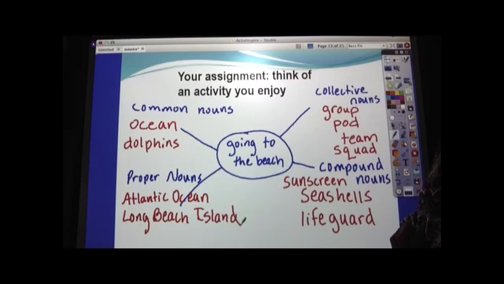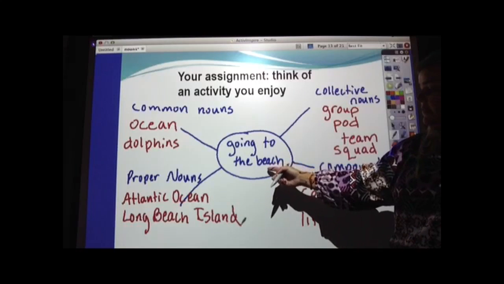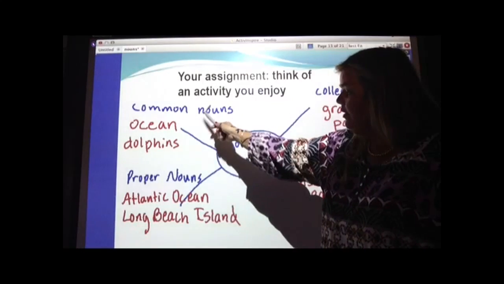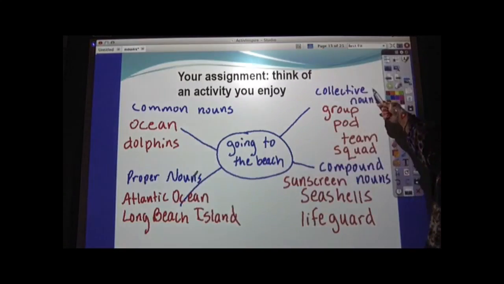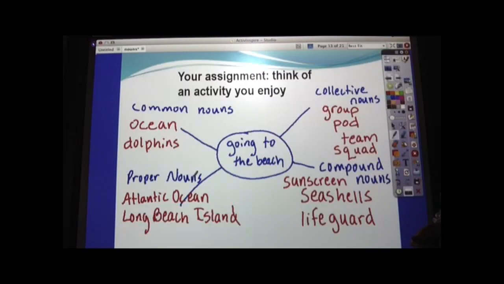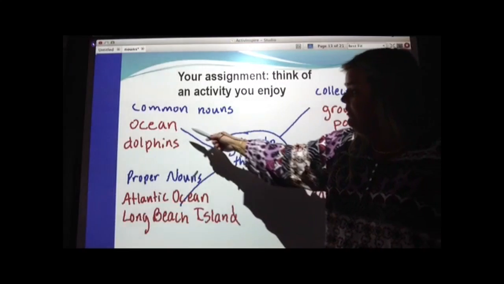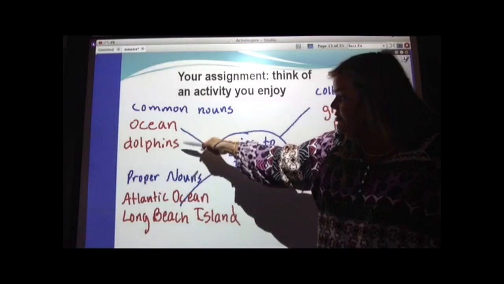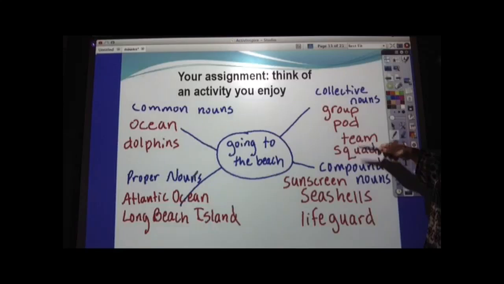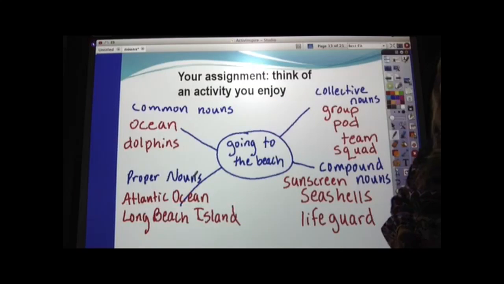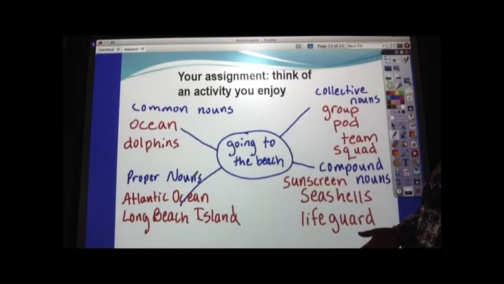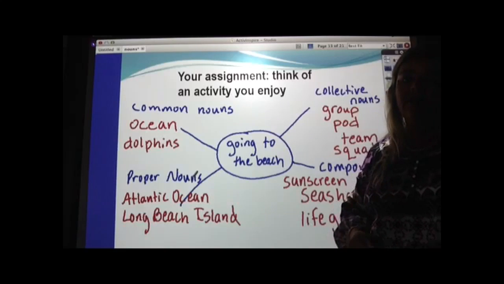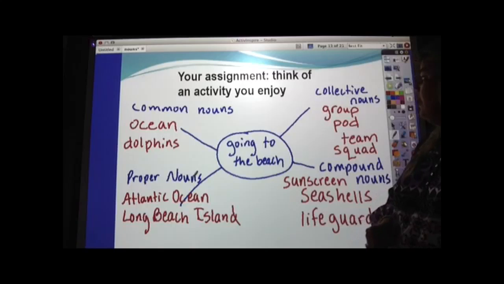Okay, now your assignment is to think of an activity that you enjoy. And I would like for you to draw your diagram and label common nouns, proper nouns, collective nouns, and compound nouns. And in each section, I would like to see at least 2 nouns in each category. You can certainly add more if you can think of it. Now, if you can't think of any collective nouns or compound nouns that might go along with your activity, you can insert some other ones.